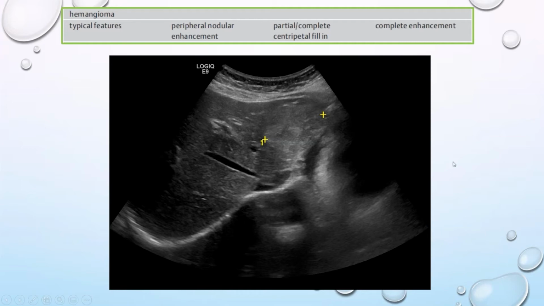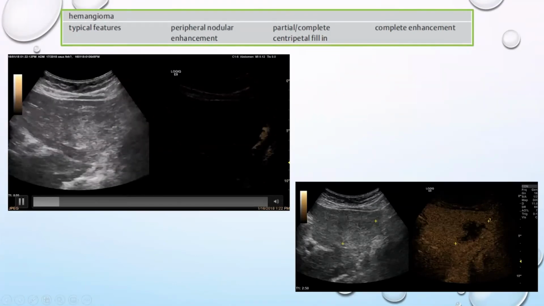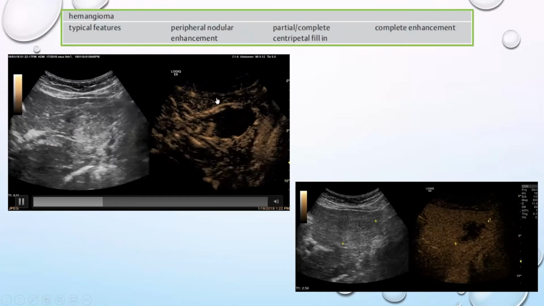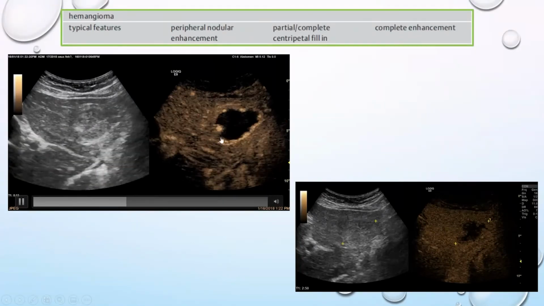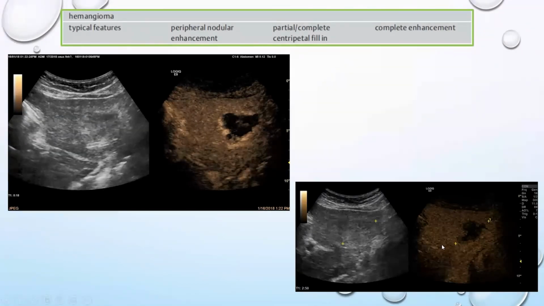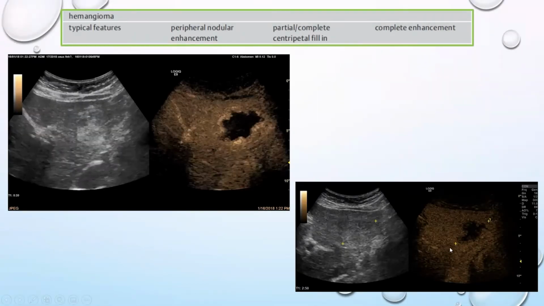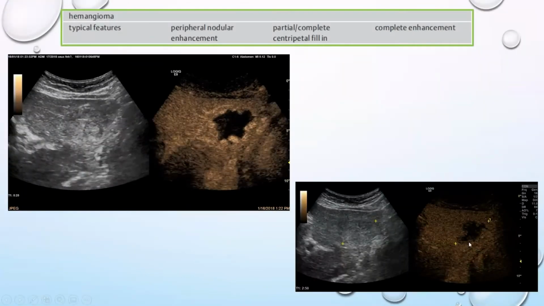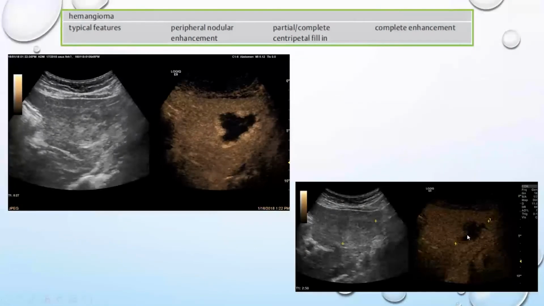What is typical for the hemangioma is the pattern in the arterial phase, the peripheral nodular enhancement. And also, if you look in the late phase, here you establish that it's a hemangioma and not a malignant lesion because it's still enhancing. Sometimes if the lesion is large, you are not going to get complete enhancement. So the central part of the lesion is going to stay without contrast because of the thrombosis that can appear in that area.